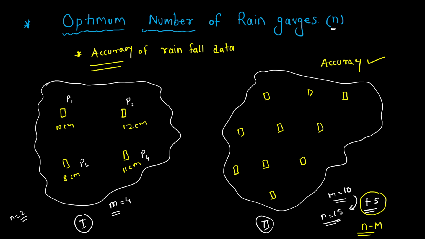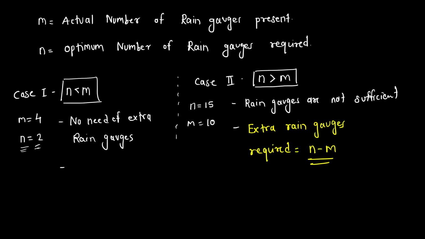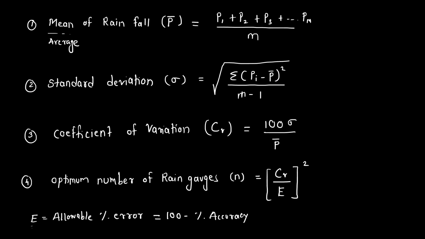However, in the second case, the optimum number of rain gauges that were required was 15, but on the site only 10 rain gauges are present. So to come up to the desired accuracy, we have to increase the number of rain gauges. So how much do we have to increase? We have to increase it by 5 units. So that n minus m is called the extra rain gauges required. So this is all about the calculation part. Numericals we will see in the next videos.